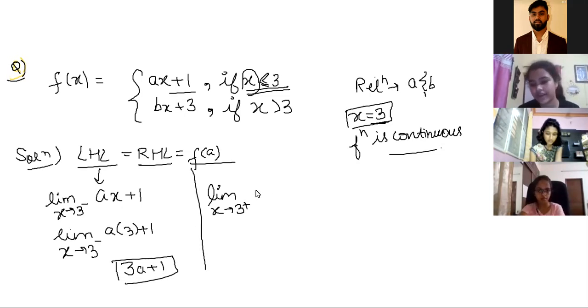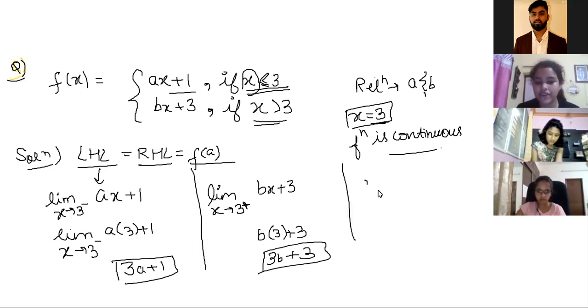Now which function we'll write? Obviously the second one, bx plus 3, because here the value of x is greater than 3 and here we have to find 3 plus, so it suits. Now we'll write b, we'll substitute the value of x by 3 and we'll write 3b plus 3.